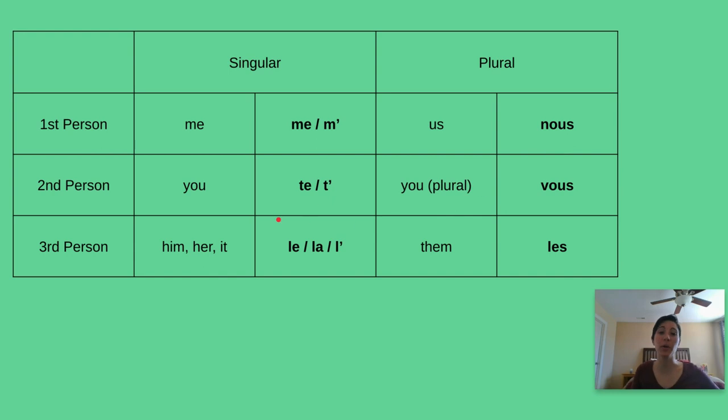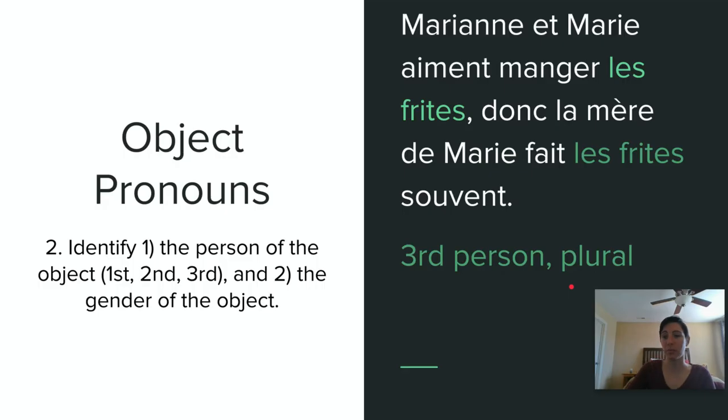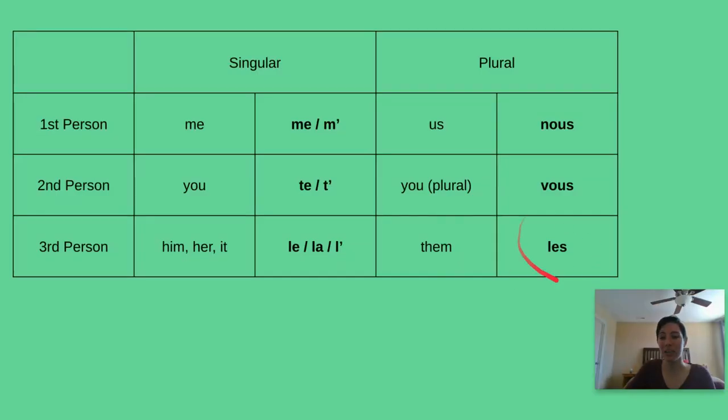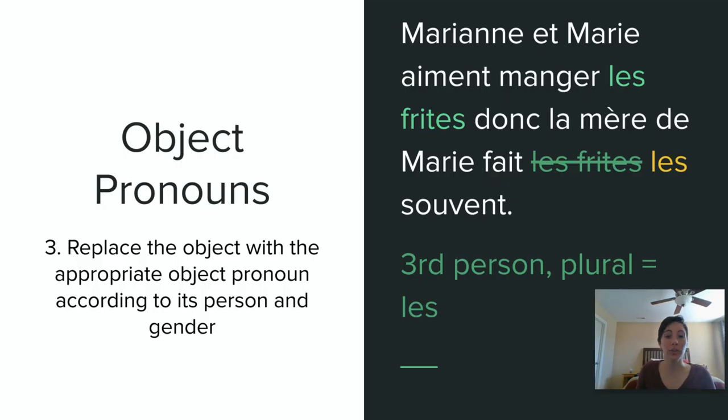If it were second person, you'd be saying you singular or y'all, te or vous, and then him, her, or it, le, la, l'apostrophe, or them, les. So for our purposes, remember, les frites was third person plural, so les right here is the object pronoun that you would use to replace that after it was already mentioned in the first half of the sentence. So you're going to replace the object with the appropriate object pronoun according to its person and gender, meaning les.